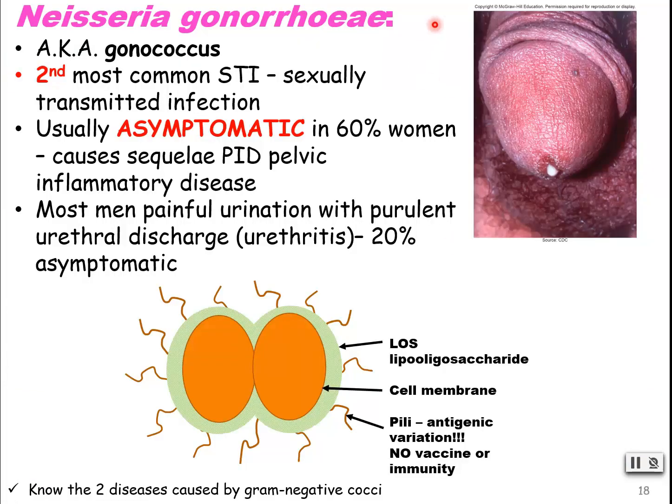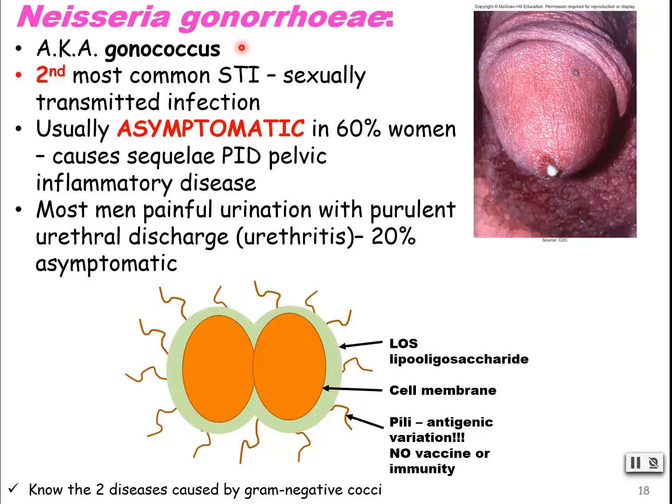Our second one is Neisseria gonorrhoeae. And remember how to spell it. Gonorrhea. Yep, that's how I got through microbiology. We used to have to write things out. It wasn't multiple choice. This one too is called Gonococcus, because it's a diplococcus.